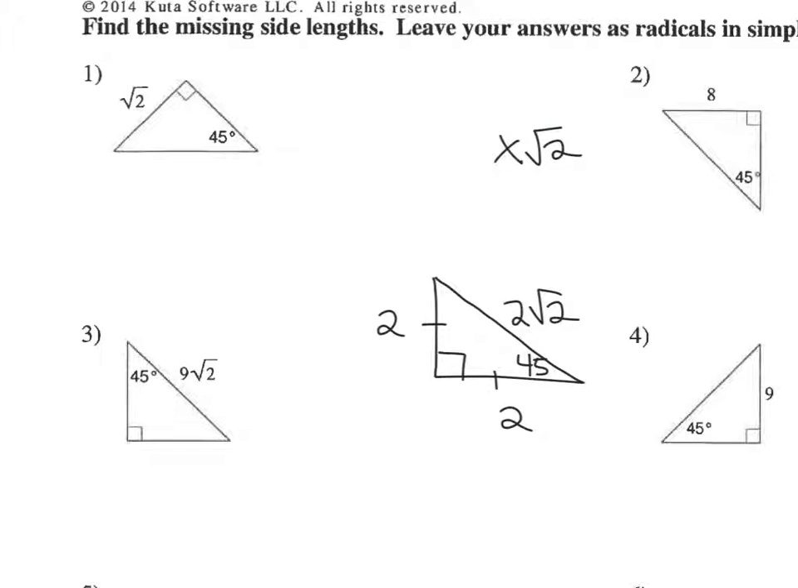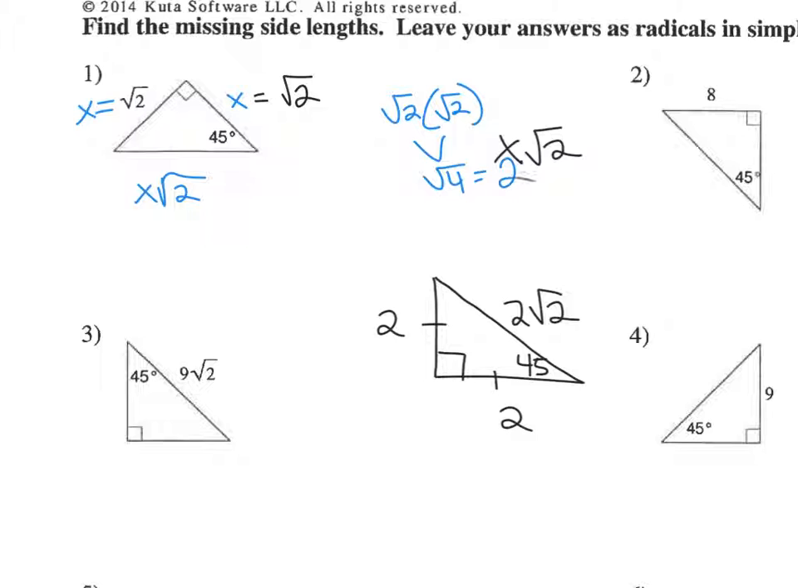Okay, so with the 45-45-90 rule, the legs are both equal to x and the hypotenuse is x times root 2. So if both of the legs are the same, we can just say that this side is also root 2. So for the hypotenuse, we need to take x, which is root 2, and multiply it by another root 2. Well, that gives you the square root of 4, which just equals 2.